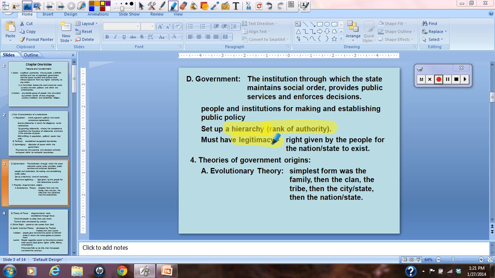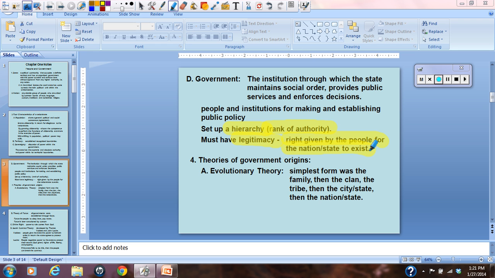What is legitimacy? Right, given by the people. It's the right given by the people for the nation state to exist. Okay, legitimacy is the right given by the people for the nation state to exist.